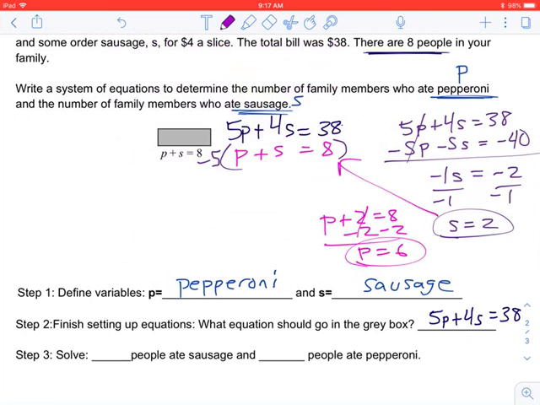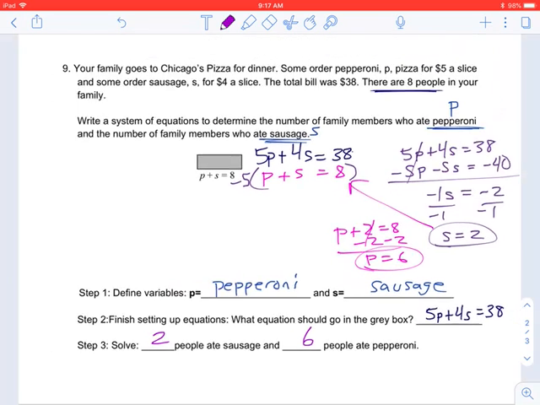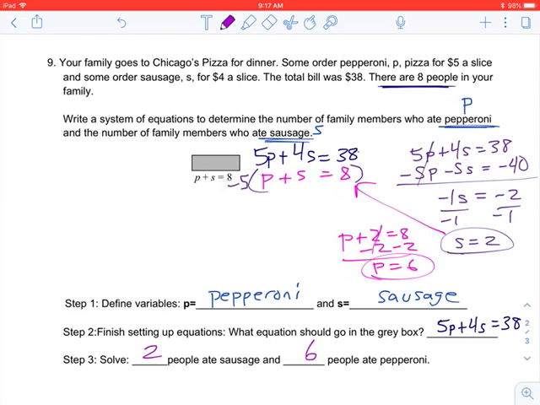So, finish up, solve, and it says people ate sausage. That's 2 people ate sausage, and 6 people ate pepperoni. Okay? And that's it. That would be your quarter 3 assessment.